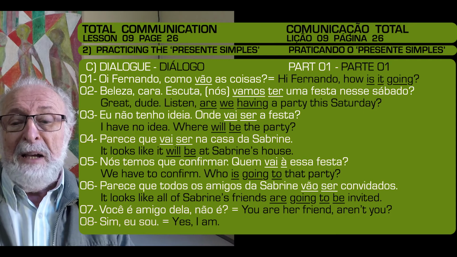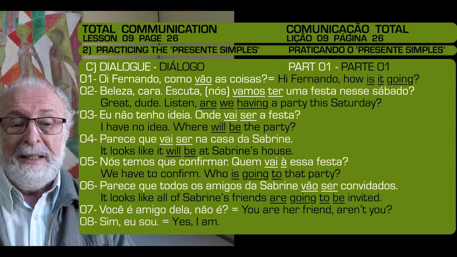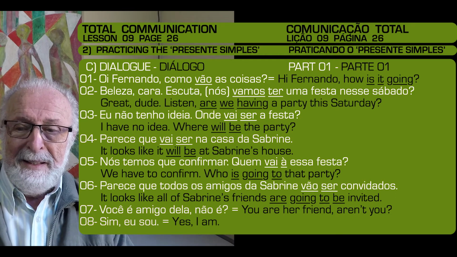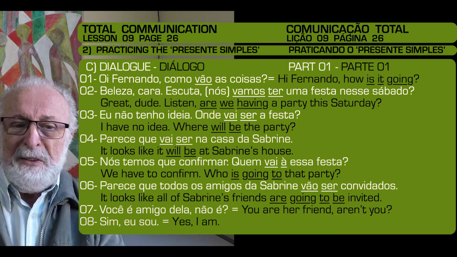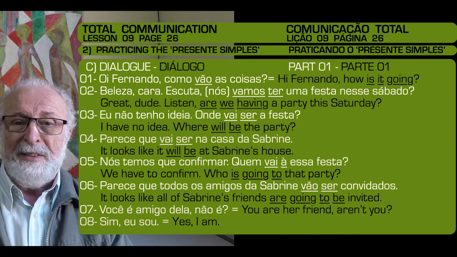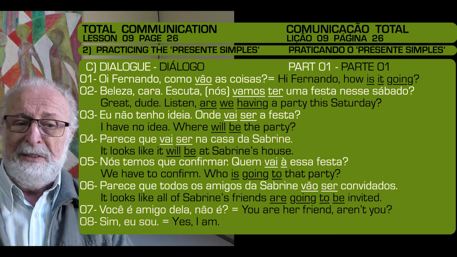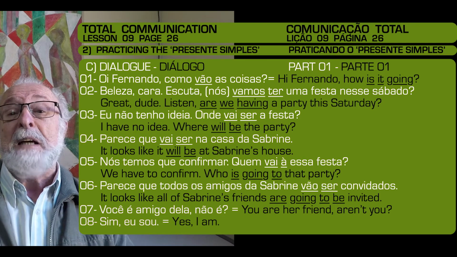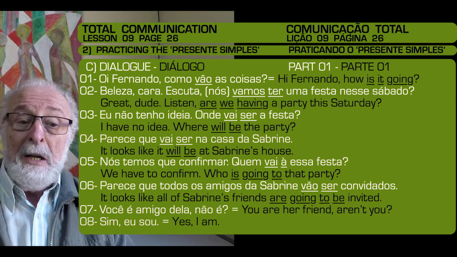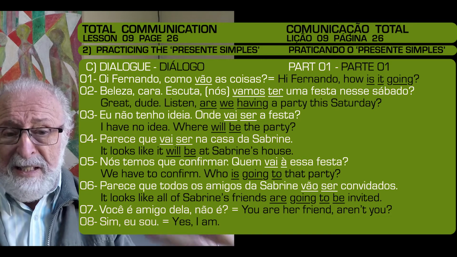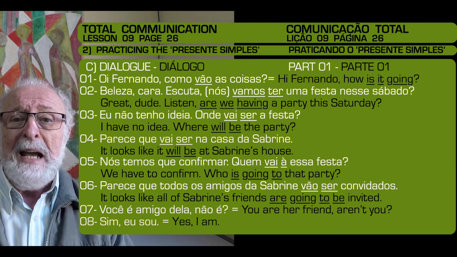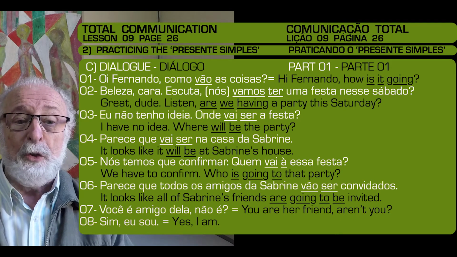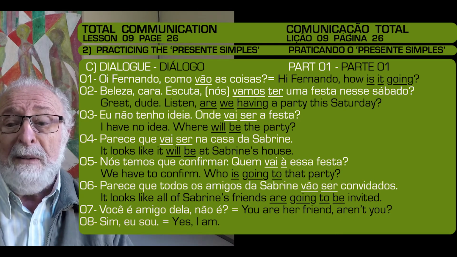Then I put there, hi, Fernando. How is it going? In this case, is the immediate future. Como vão as coisas? But I'm using the simple present in Portuguese. And in English, how is it? How is it going? Literally is, how are things going? We say there, how are things going? Okay? Oi, Fernando, como vão as coisas? Hi, Fernando, how is it going?